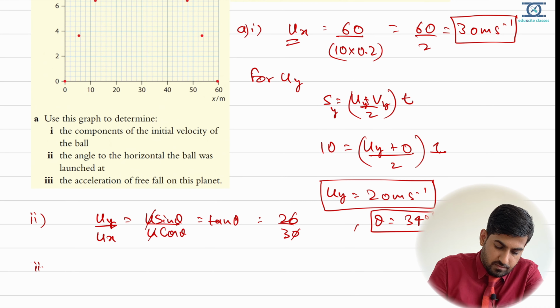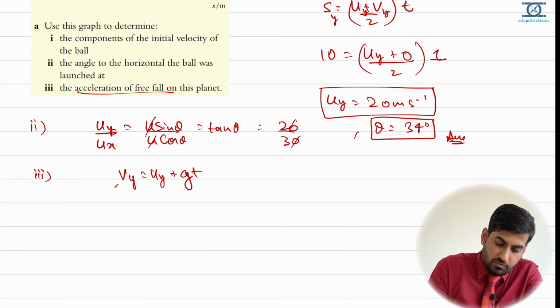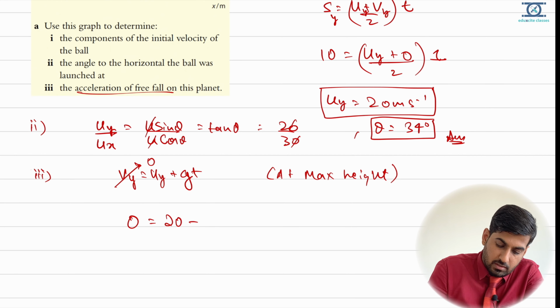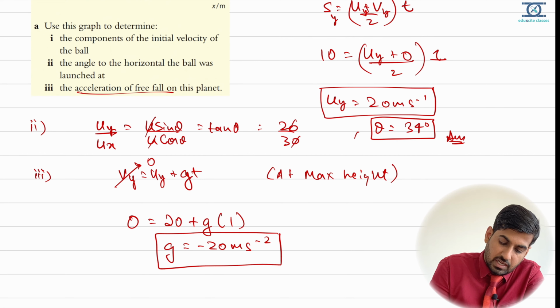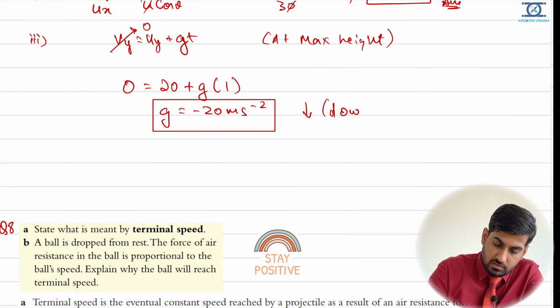Now for the third, we can use the acceleration of free fall of this planet. Now we can use vy equals uy plus at. a is nothing but g here. So vy at maximum height, we know that the vertical velocity component is 0. uy we have already found out, 20, plus g times t, t is 1 second, right? So g comes out to be minus 20 meter per second squared. The minus just denotes that it is in the negative, downward direction. So do not get confused.